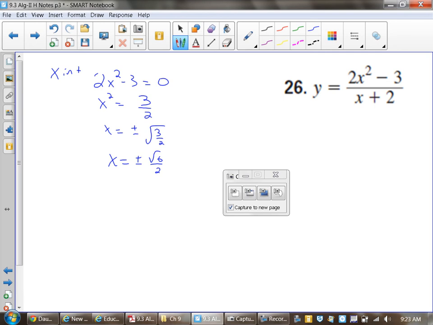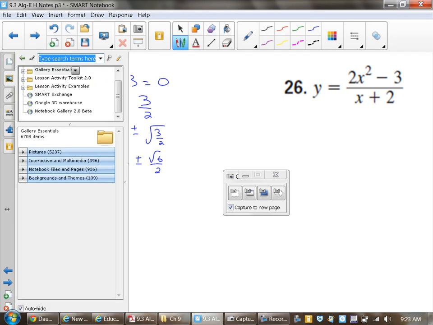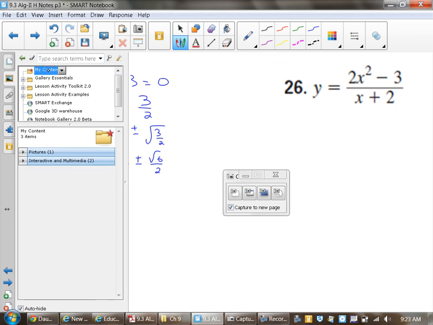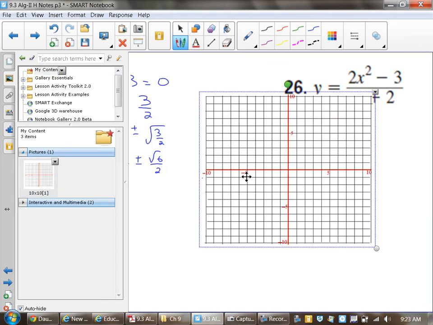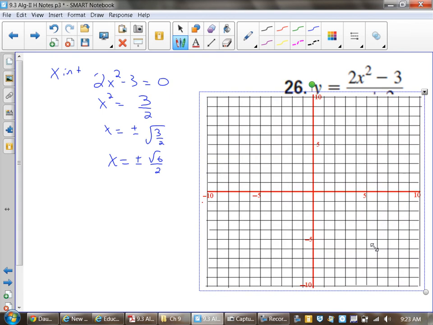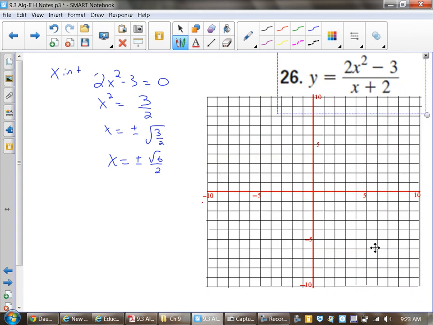Obviously, that's going to be some weird, crummy-looking decimal. Is that okay? What was the decimal equivalent of that? That is a good question. 1.22? 1.22. Okay. So it's about here. We didn't have to graph it, did we?